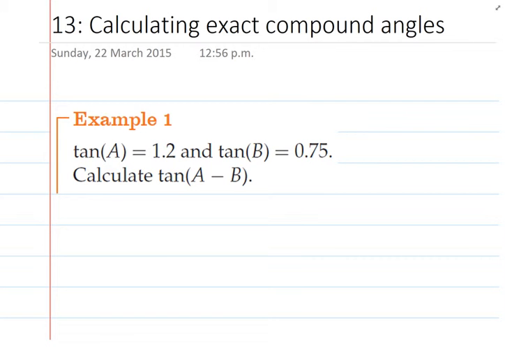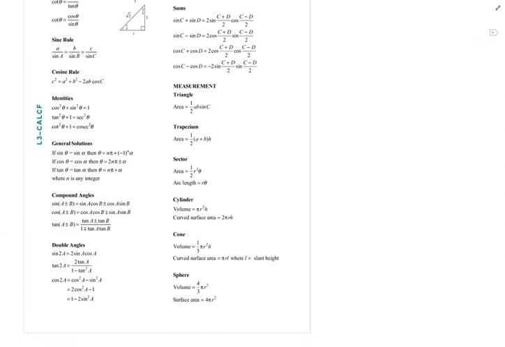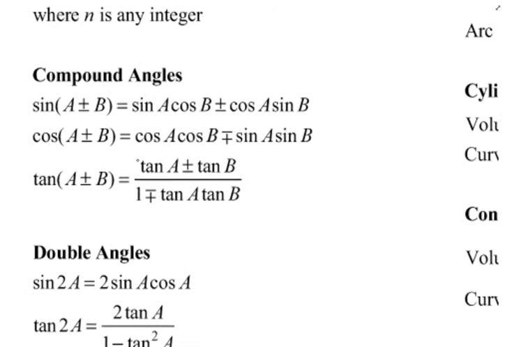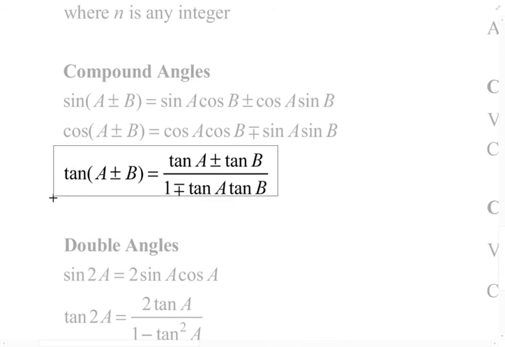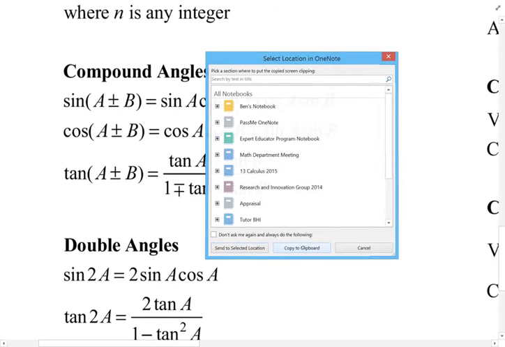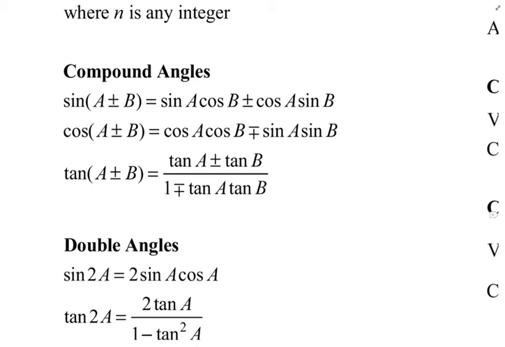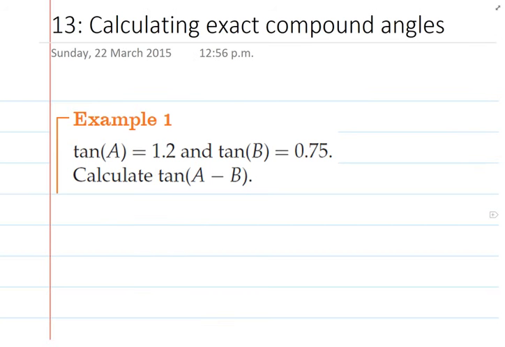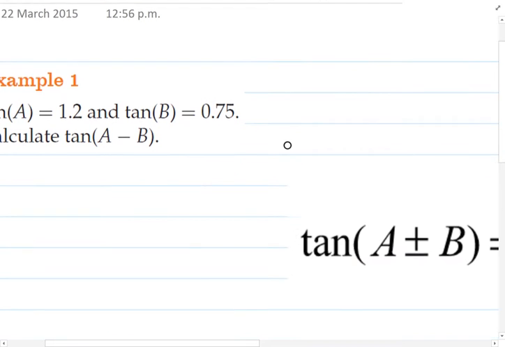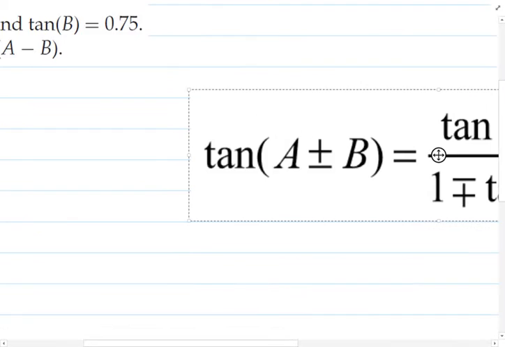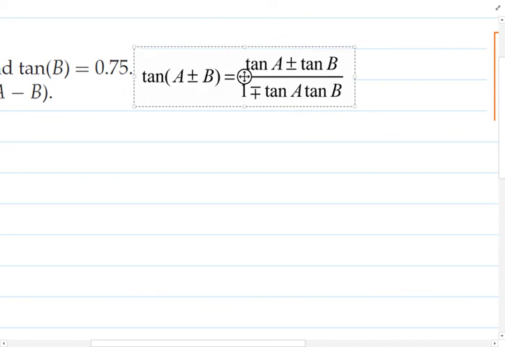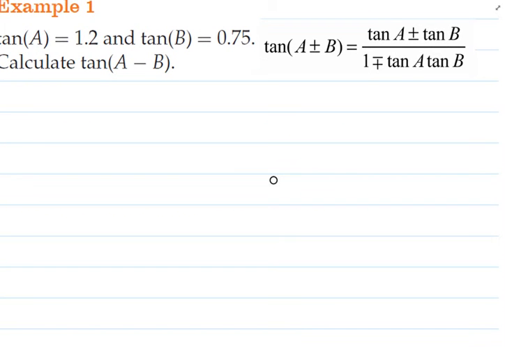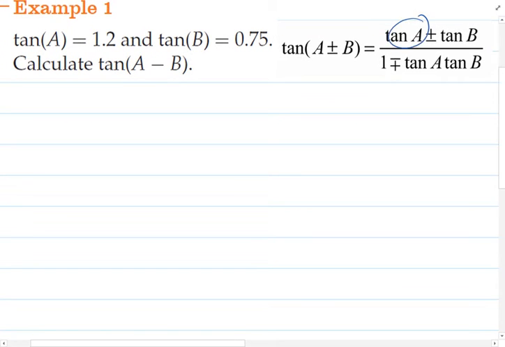So what I'm going to do is look in my formula for one that has tan of A minus B. So here it is, and I'll just quickly copy that and bring it over. I'll put it on the side here so I've got it as reference for me, and reduce it in size a bit. That's better.